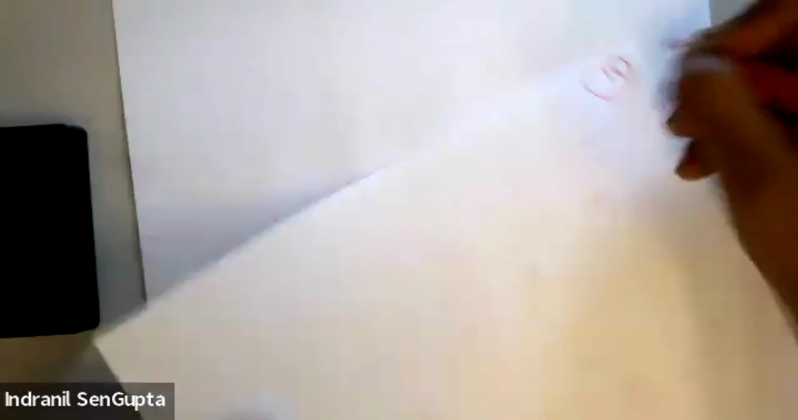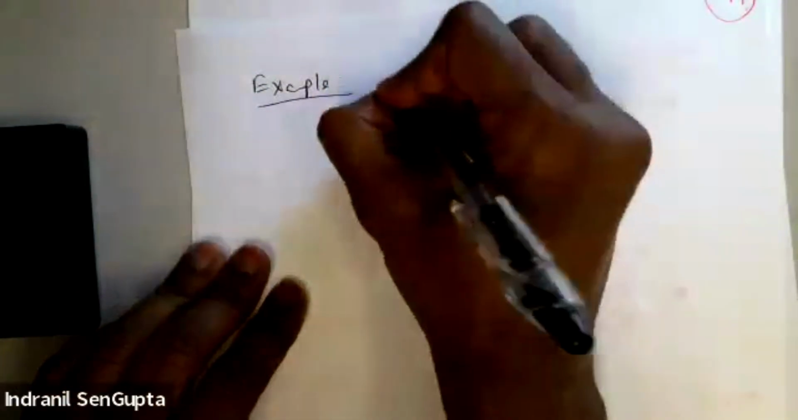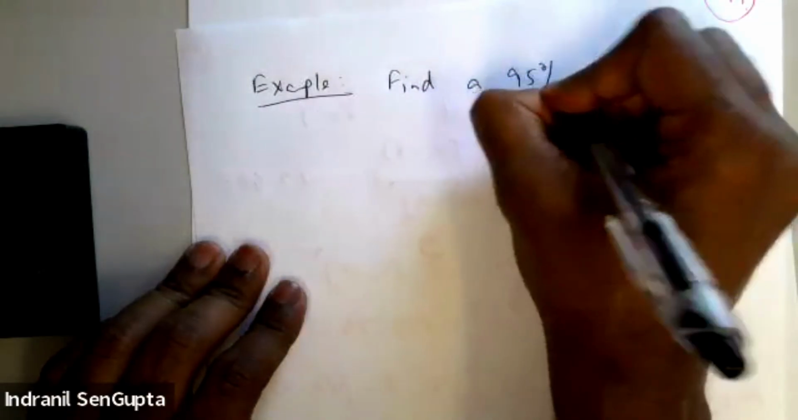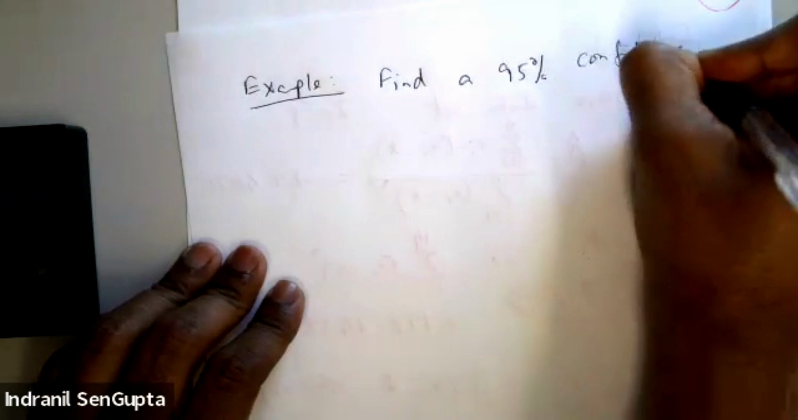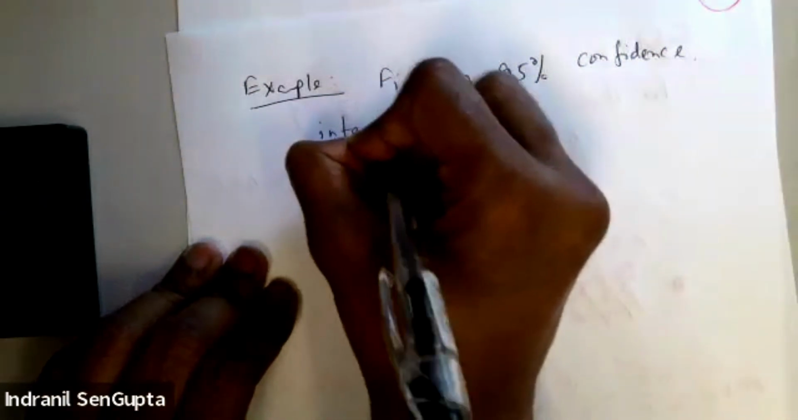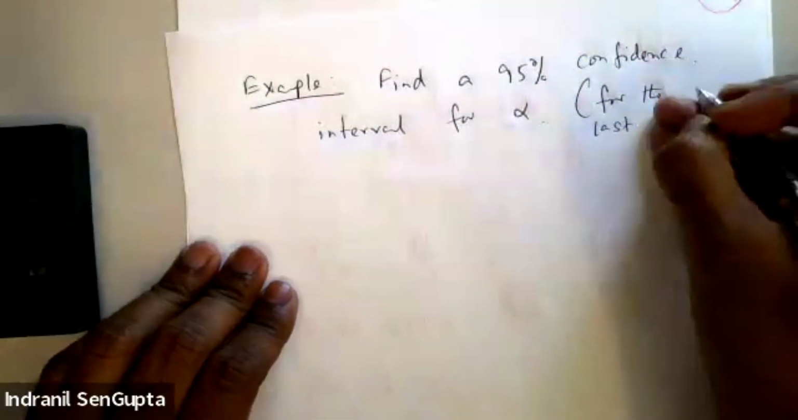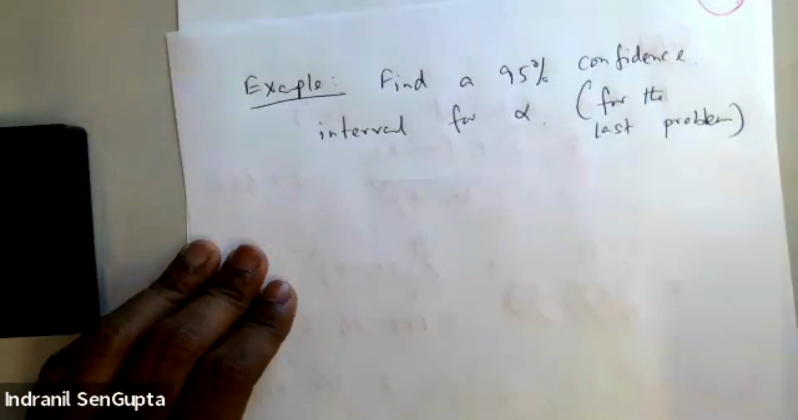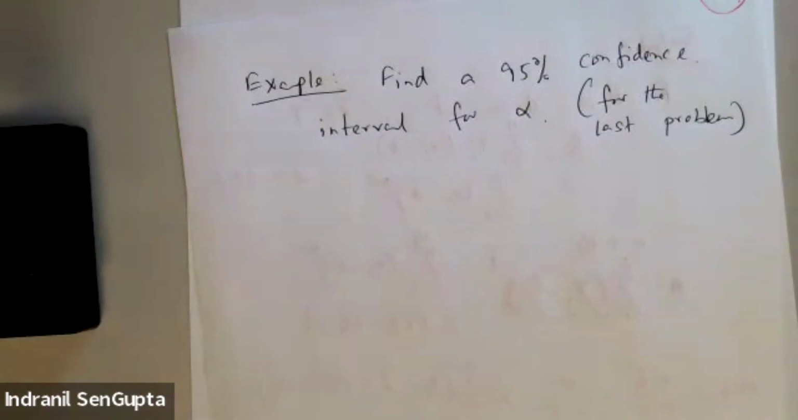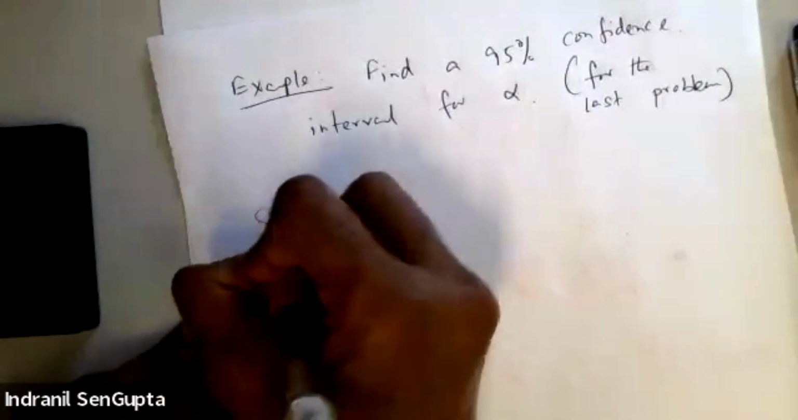Okay. Finally, we'll conclude with the last example. Find a 95% confidence interval for alpha. For the last problem, we computed the confidence interval for beta, but now let's do it for alpha. Okay. So here is the solution.